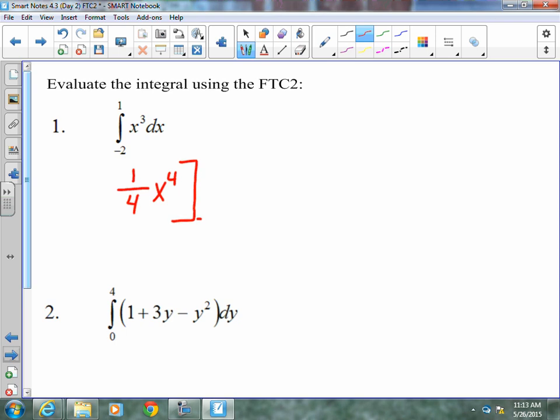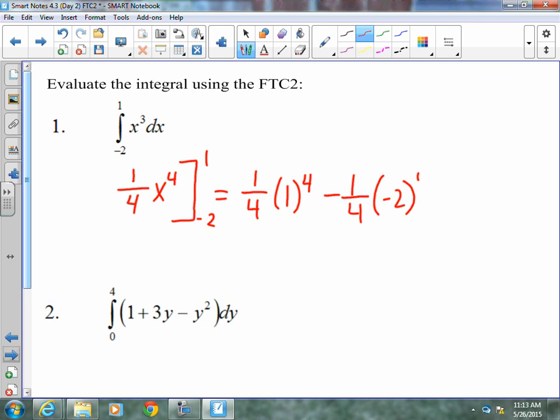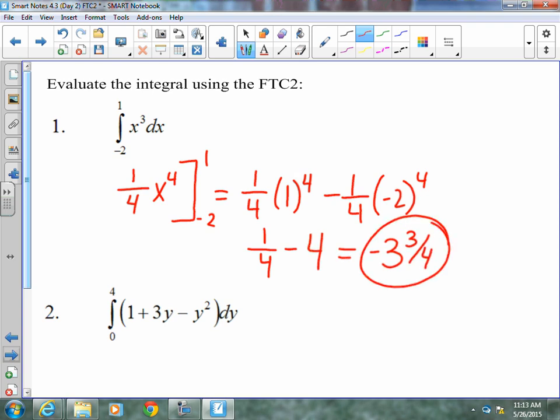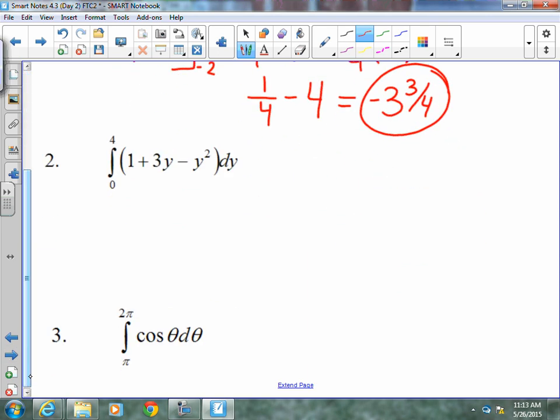And this new notation means we have yet to plug in our endpoints. Always plug in your upper limit of integration first. So this is going to equal 1/4 times 1 to the 4th minus 1/4 times negative 2 to the 4th. So we get 1/4 minus negative 2 to the 4th is 16 times negative 1/4 is 4. So we get negative 3 3/4 as our value. No tricky steps there. We will use integrals for so many things down the road, but it's comforting to know that it doesn't have to be hard.